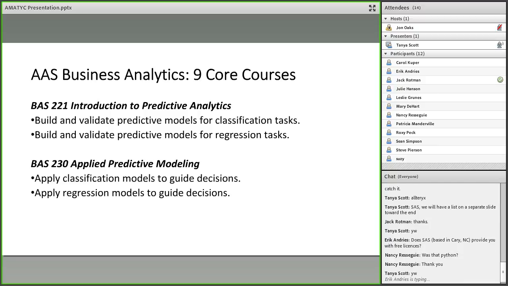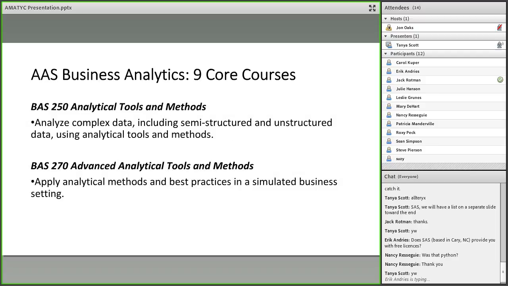It has really come from industry demand. They've been the ones who've been asking us to introduce Python in our curriculum. All right. And we have 2 more classes to talk about. Yeah, and 250 is essentially teaching them all the other tools which are not covered in the other courses.